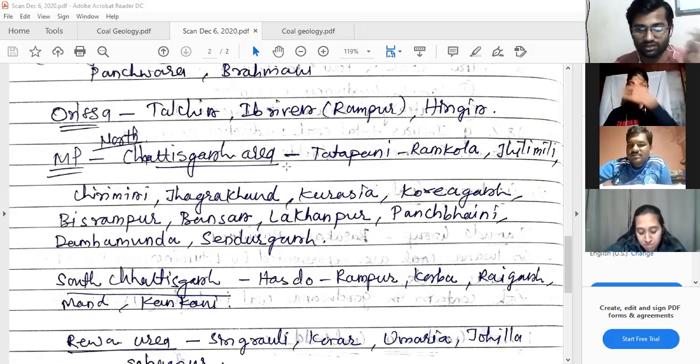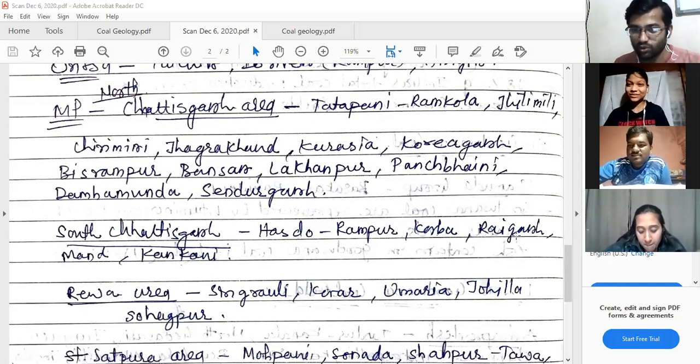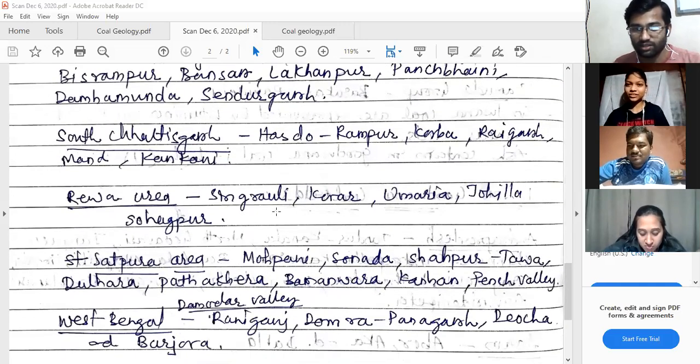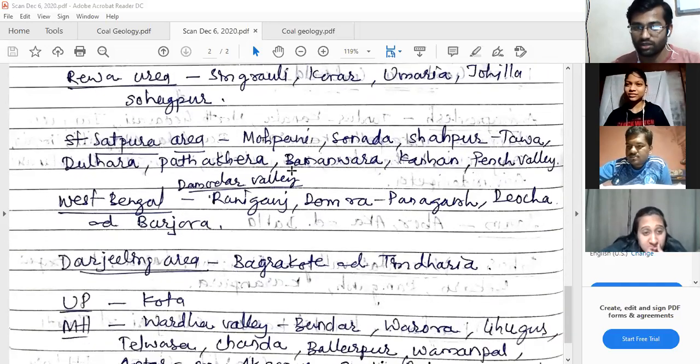Then in South Chhattisgarh you have Hasdeo, Rampur, Korba, Raigarh-Mand, Kankani. In Rewa area you have Singrauli, again a famous one. Korar, then Umaria, again a famous one. Johila, Suhagpur. Then in Satpura area you have Mohpani, Sanada, Shahpur, Tawa, Bilhara, Patharkhera, Babanwara, Kanhan, a famous one. Pench Valley, okay, Kanhan everyone knows.